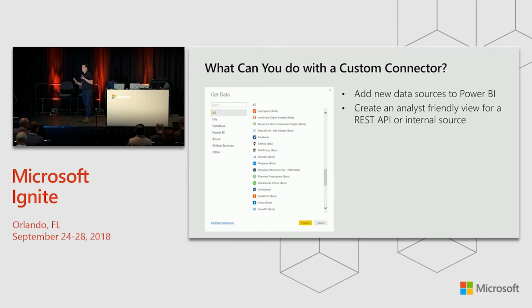One of the most common use cases for a custom connector is to create an analyst-friendly view over a REST API. So, for example, you're connecting to a REST web service. You submit a request, you get back this JSON document that is very difficult to deal with for a regular analyst. You need to drill down to the columns, do a lot of reformatting, and that is essentially what you can do inside of the custom connector.